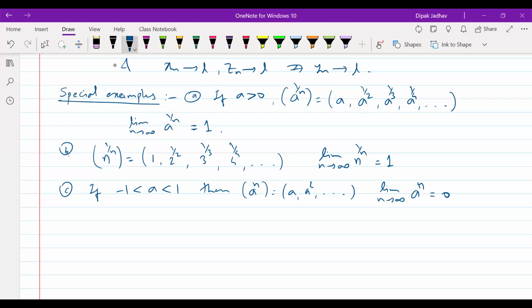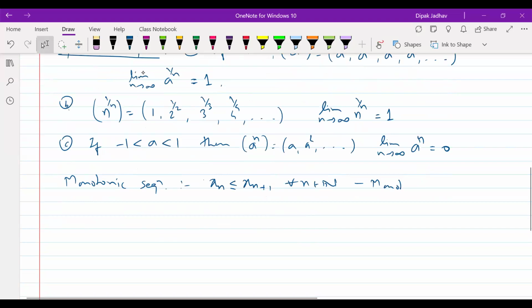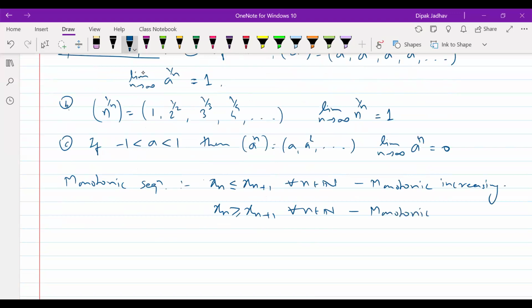So the proofs of these three statements are routine proofs which you have already studied in your lower standard, possibly in FY or SY. Apart from this, in the topic of sequences, we also study something called monotonic sequences. If you have a sequence satisfying the condition xn less than or equal to xn plus 1 for all n in N, then such a sequence is called a monotonic increasing sequence. And if you have exactly the reverse condition for all n in N, then it is a monotonic decreasing sequence.